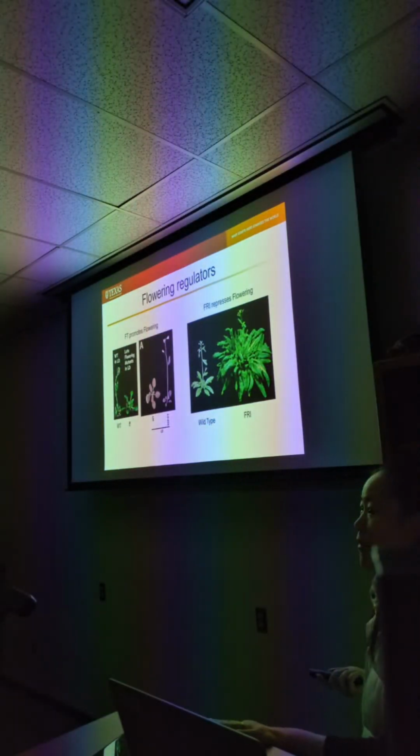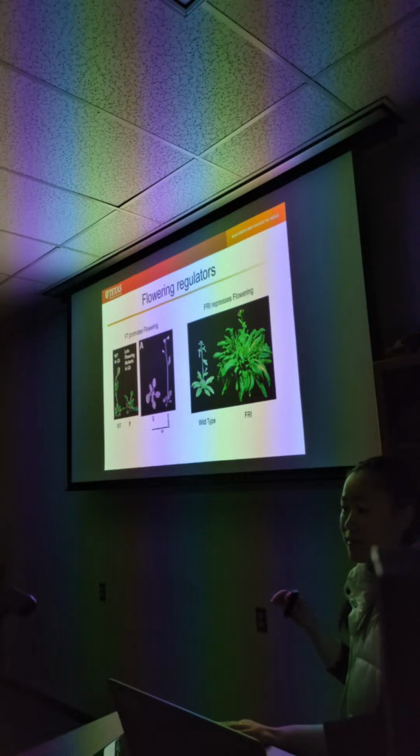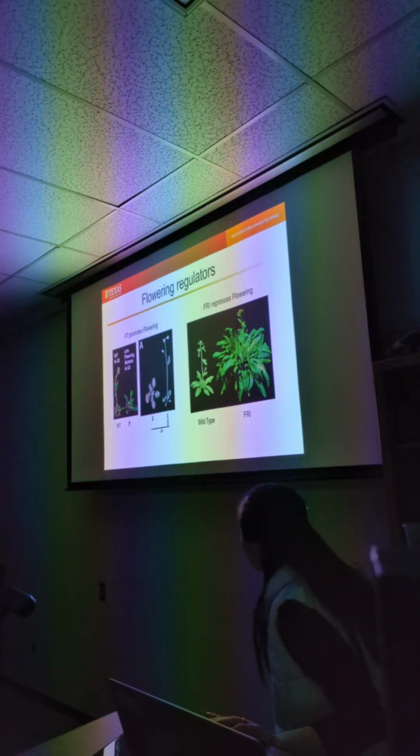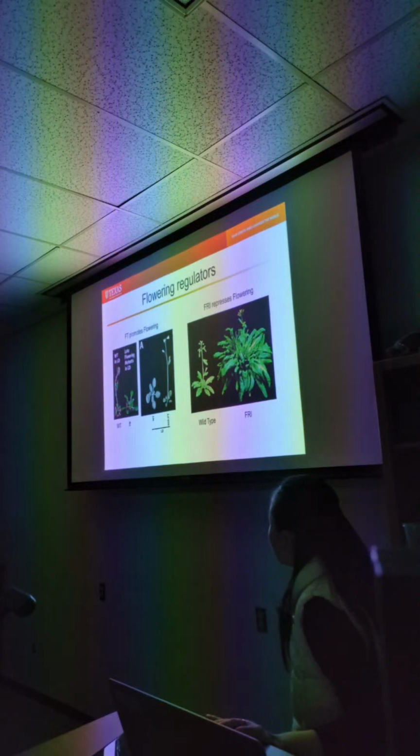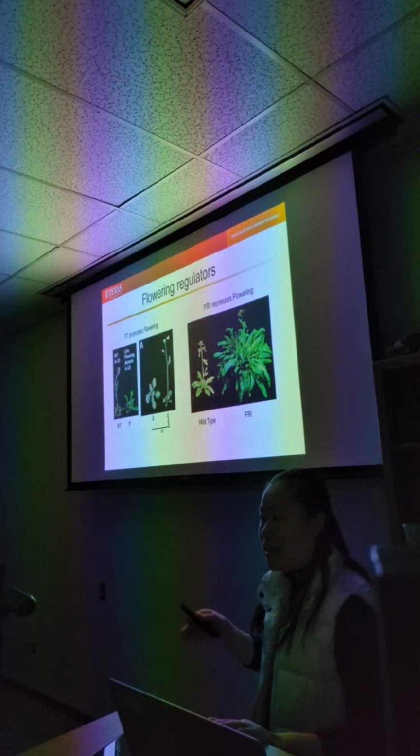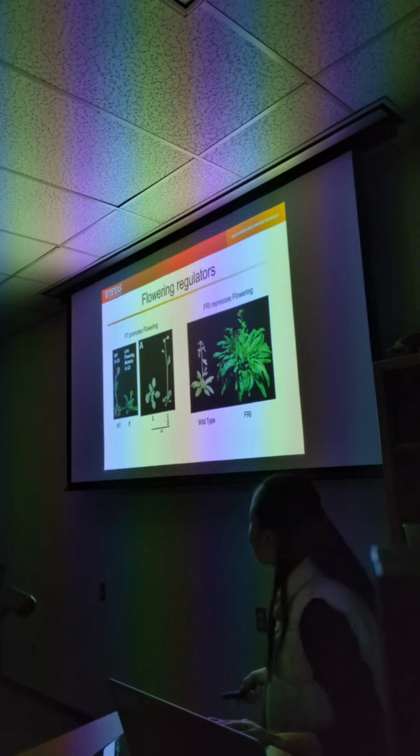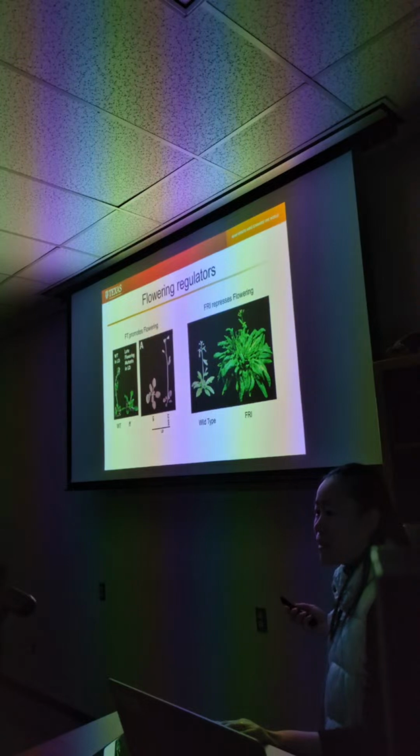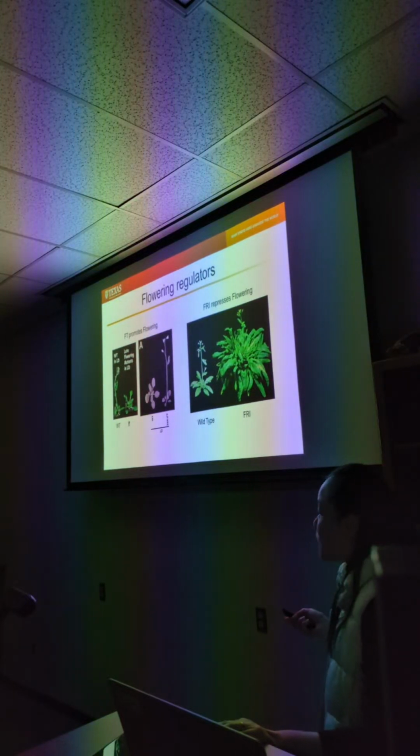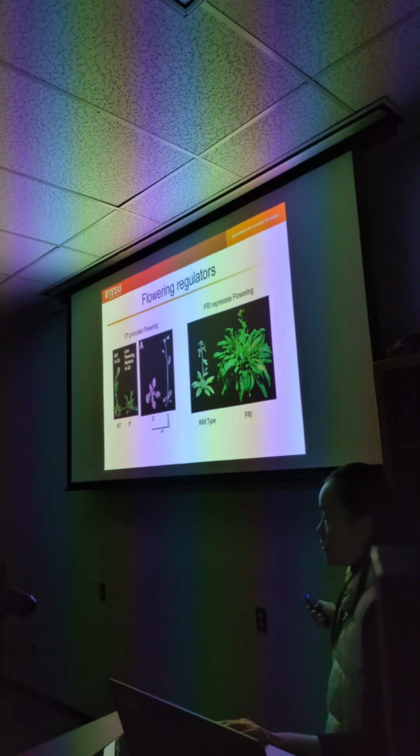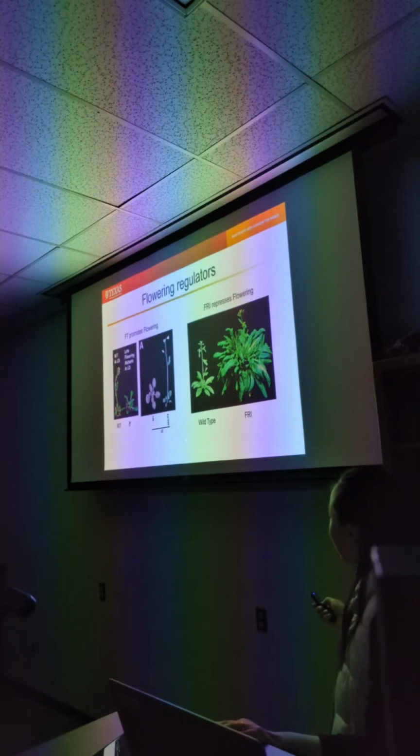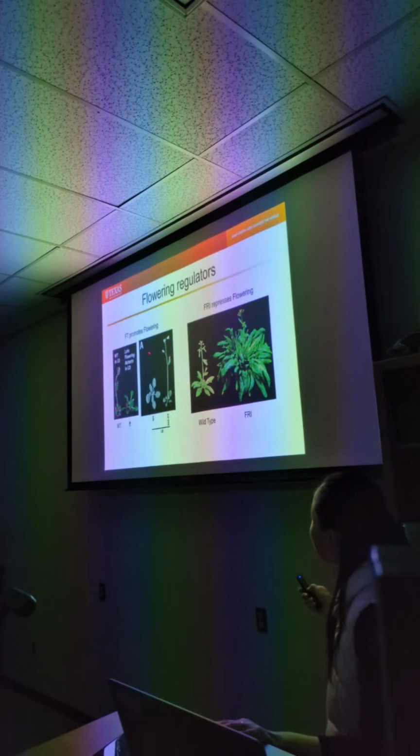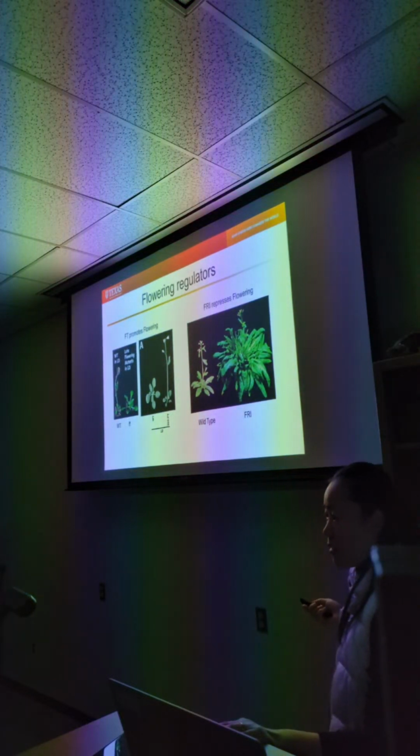Then what about flowering? We know that temperature can affect flowering behavior in plants. And scientists found a gene called FT. When they knock out this gene, or silence this gene in the plant, the plant cannot flower, or the flowering time will be significantly delayed. But when they overexpress the FT gene, the plant will flower much earlier. So the FT gene can promote flowering in plants.